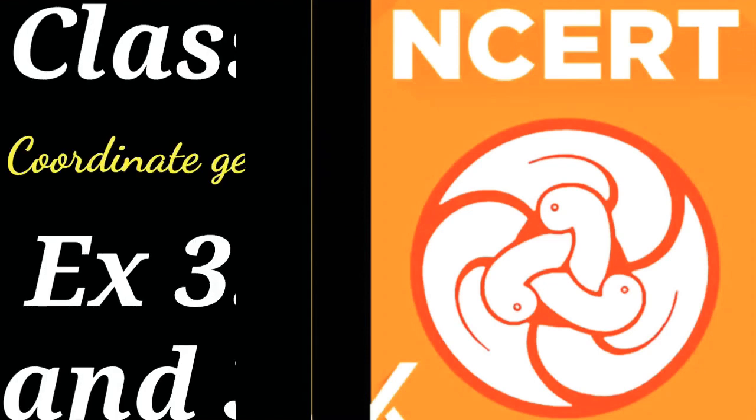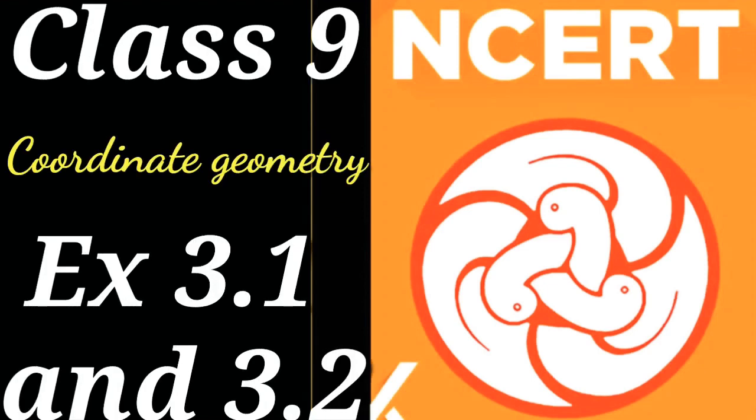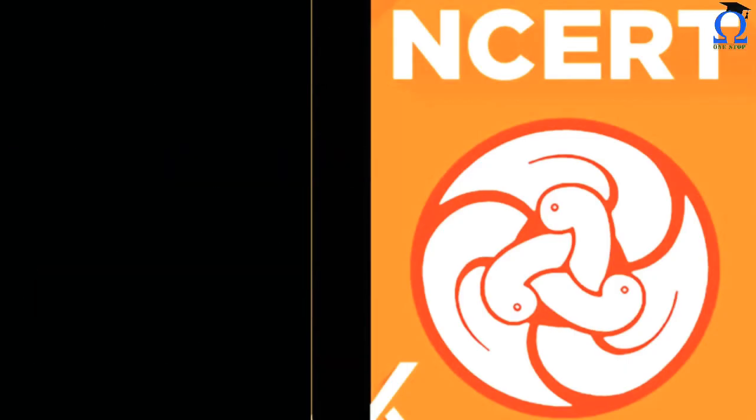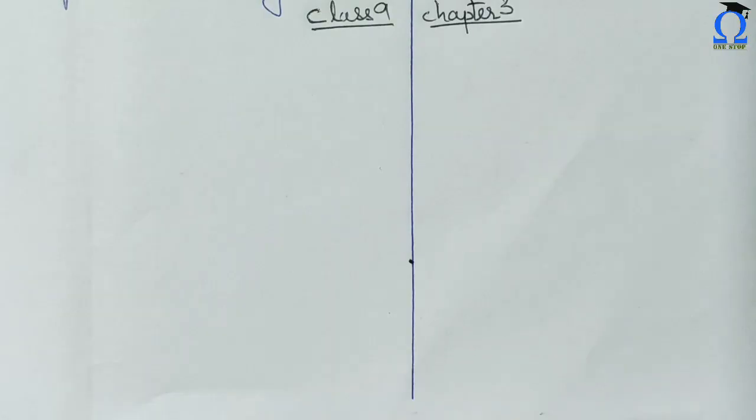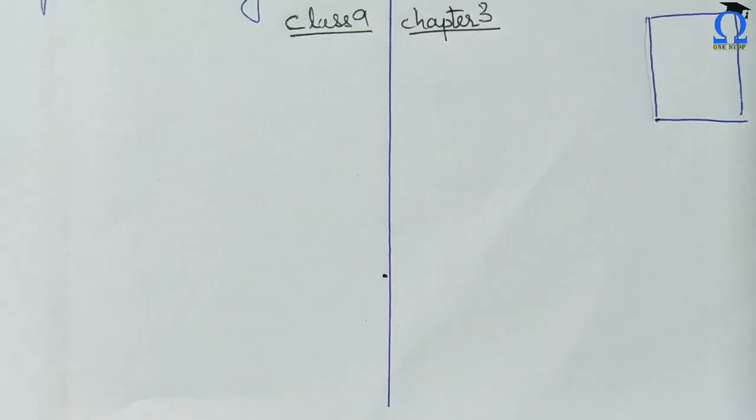Hello everyone, now let us start our next chapter, chapter 3, coordinate geometry of class 9. See, coordinate geometry is a geometry of locations. For example, let's say this is an area. I am taking it as the universe. This is the whole universe. This is the whole area we have.